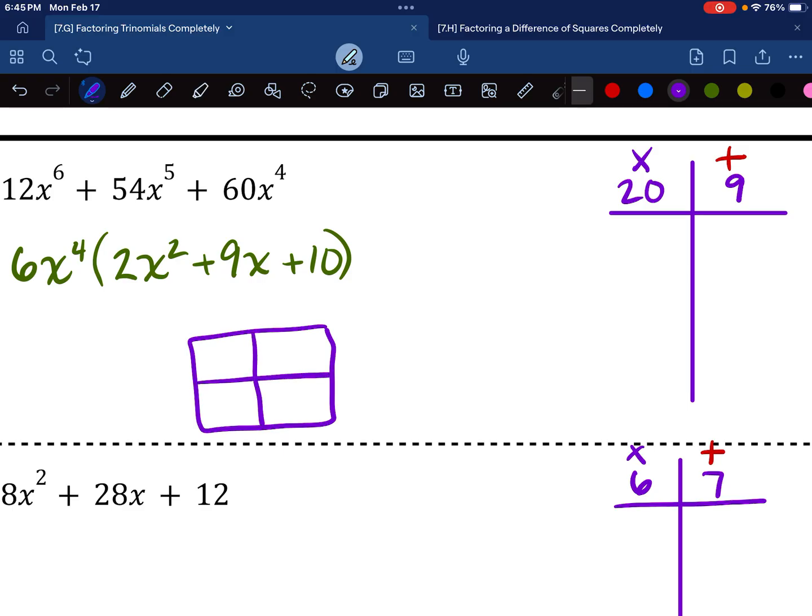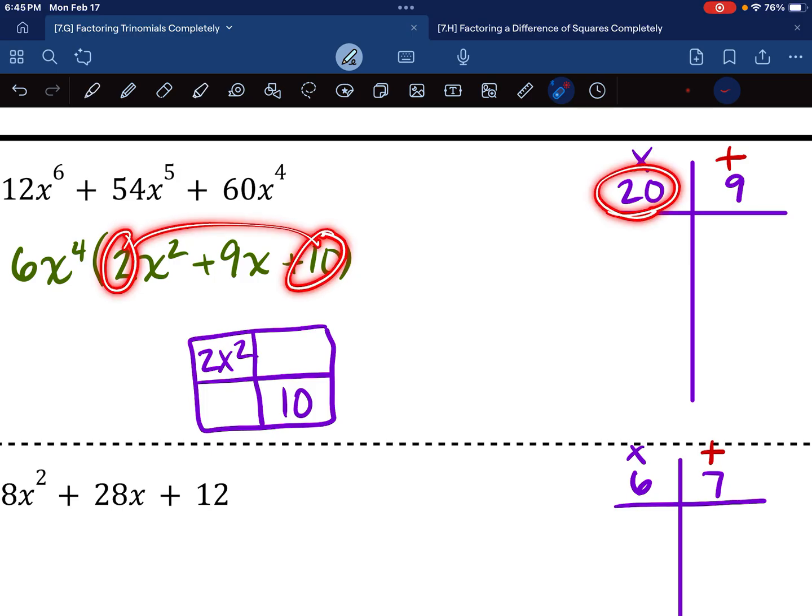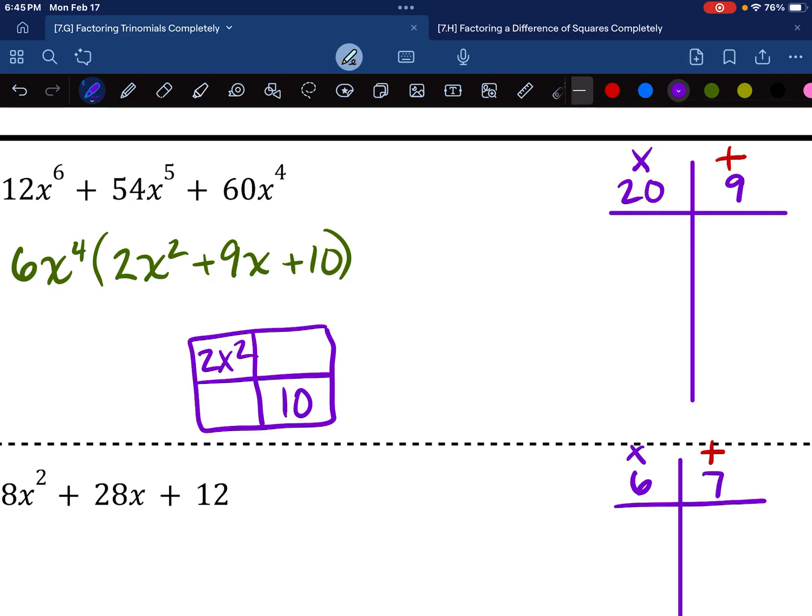So I set up a box. I got my 2x squared and my 10. So when I come to the side here, a times c is 20. Okay, notice the GCF is not part of a times c. So I'm looking for what multiplies to make 20 that adds to 9. That would be 4 and 5. So we're going to break up that 9x into a 4x and a 5x.